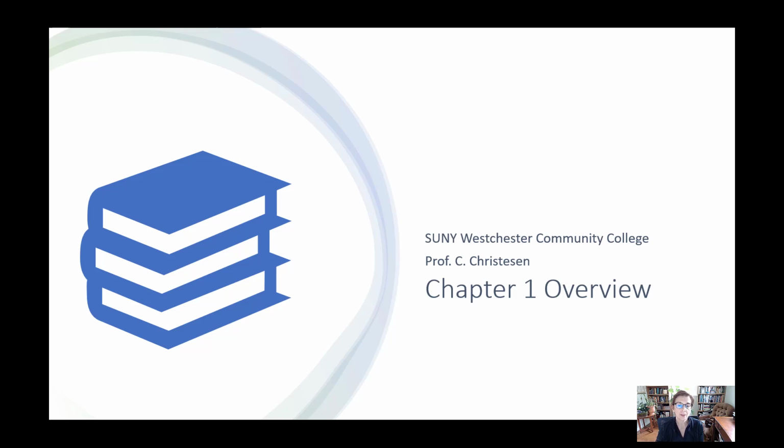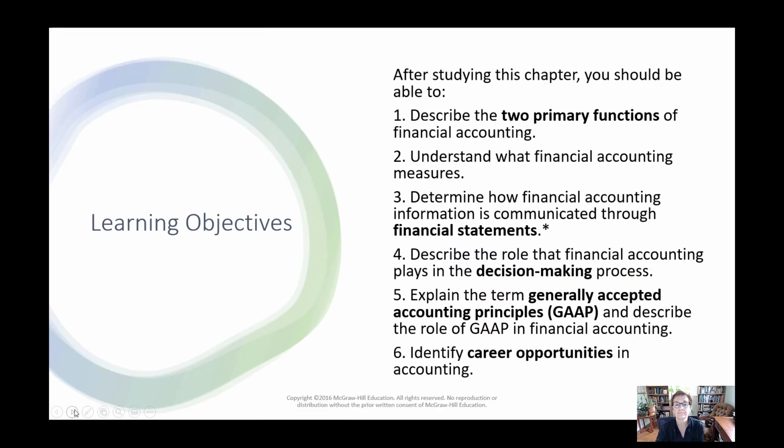Okay, so let's take a look first at the learning objectives. After we study this chapter, you should be able to talk about the two primary functions of accounting. We're going to look at what financial accounting measures, determine how financial accounting is communicated through the financial statements, and this here is starred because this is really the most important thing that we look at. That's where you want to spend your time because the financial statements are what this whole course is all about.